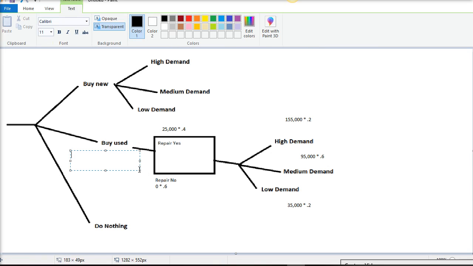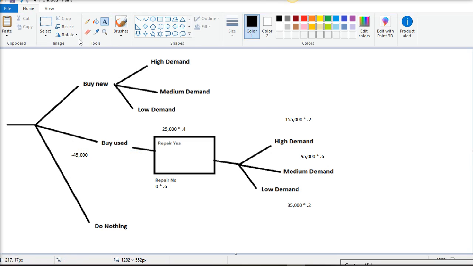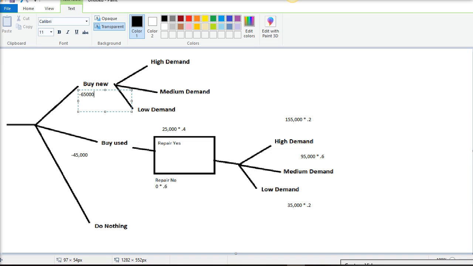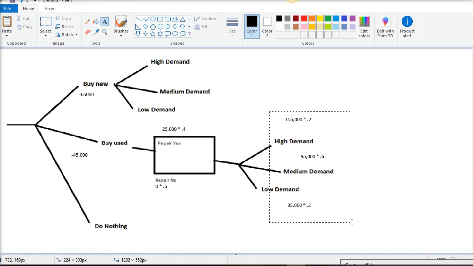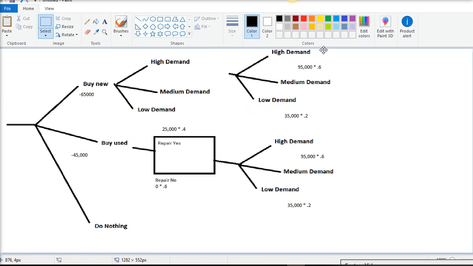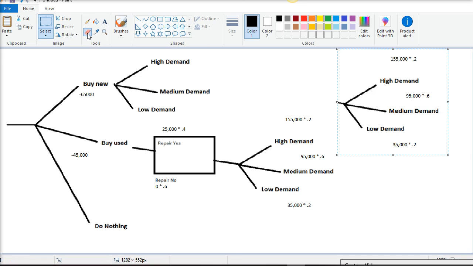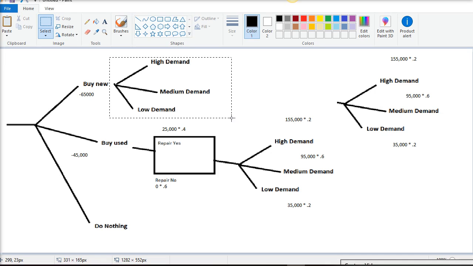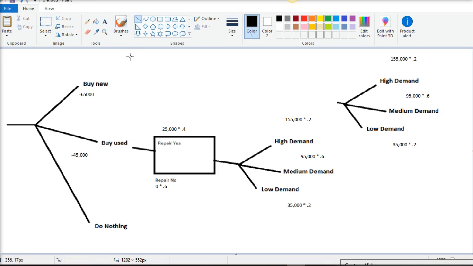Buying used was negative $45,000. So buying new is pretty much the same thing, except it's negative $65,000. And these values over here will remain the same for this. So let's just copy it and paste it. If you wanted to actually draw it, you could do this. You've already calculated the demand, so that remains the same.